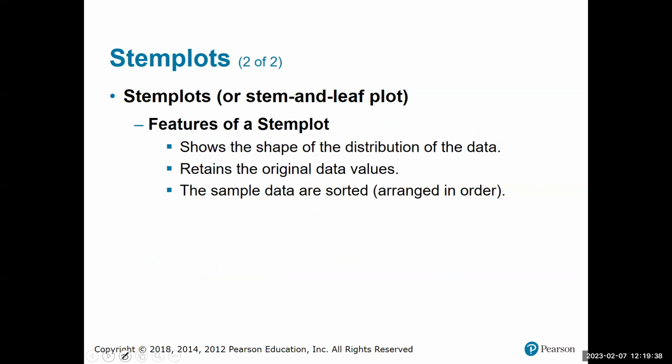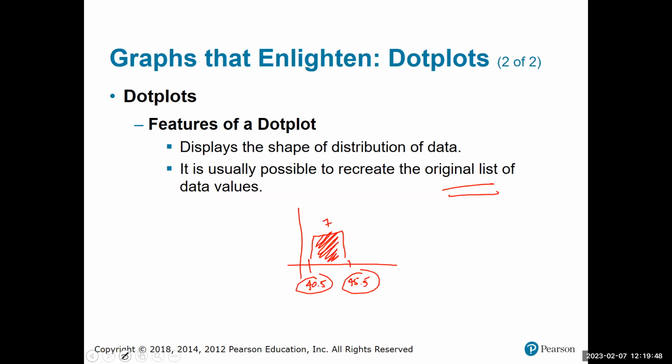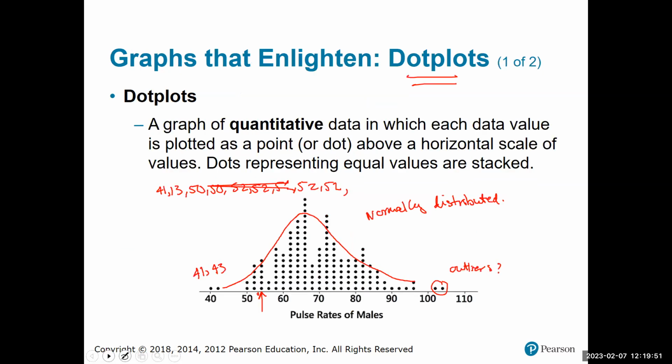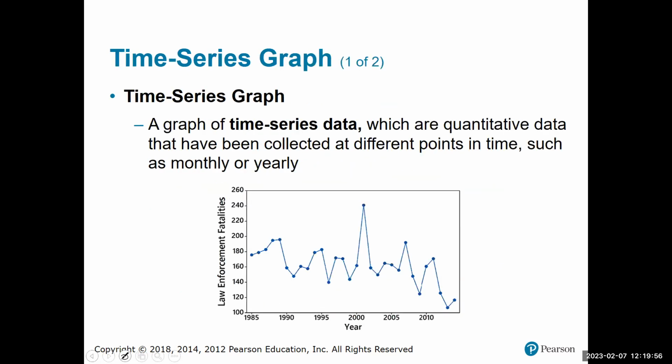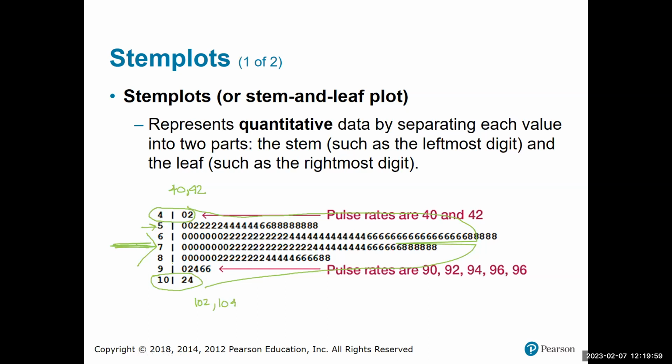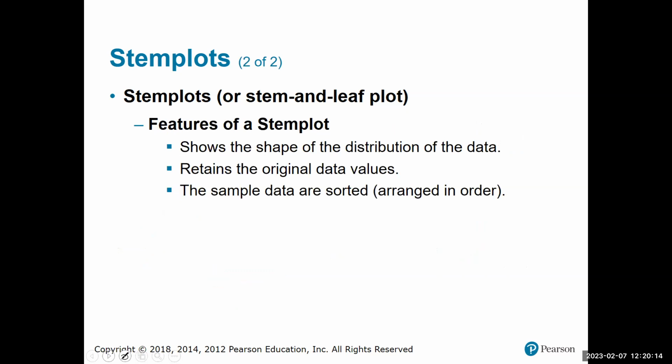All right, so it shows the shape of the distribution and it retains the original data values. And the sample data are sorted, arranged in order. Okay, well, I guess that's also true. They didn't mention it here. These are also in order. But you can recreate the original data. In fact, that's the whole point of this, right? Is that you could very easily recreate the data. So 40, 42, 50, 50, 52, 52, right, et cetera, all the way up to the last 2, which are 102 and 104. So it's another plot that allows you to recreate your original data if you weren't given the data set.